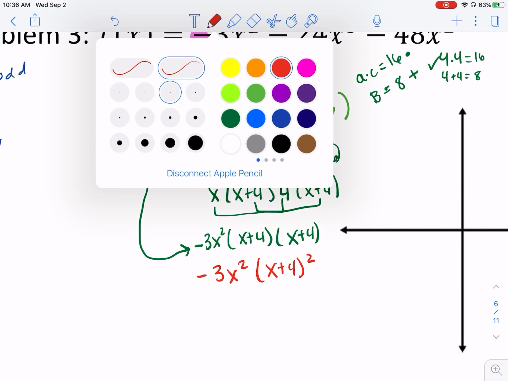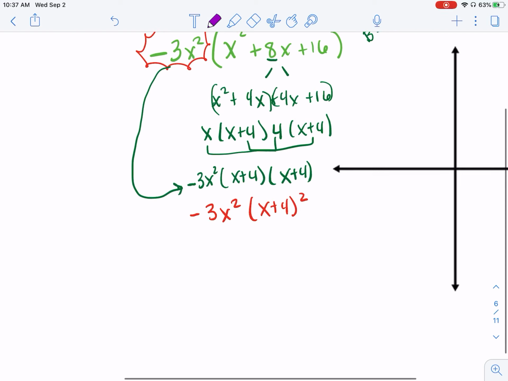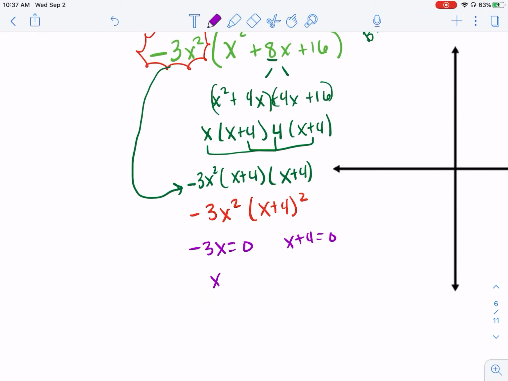At this point, I'm ready to find my zeros. We find our zeros by setting our factors equal to 0. Don't worry about the exponent at this time. So I can say negative 3x equals 0, and I can say x plus 4 equals 0. That's going to give me x equals 0, x equals negative 4. So my zeros are at 0, 0, and negative 4, 0.